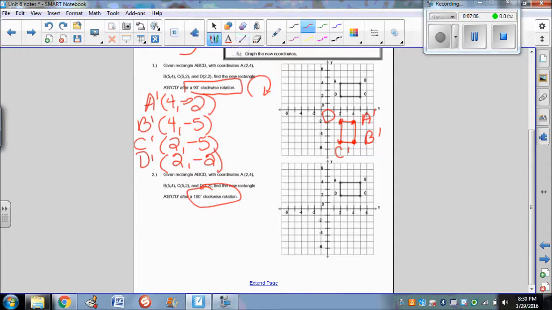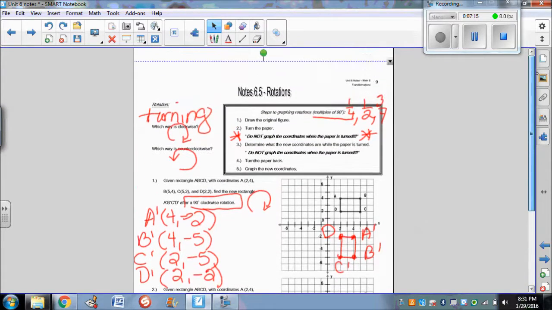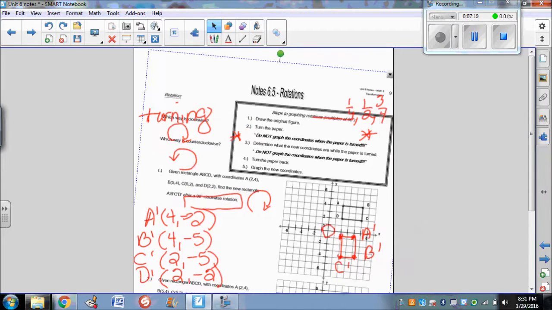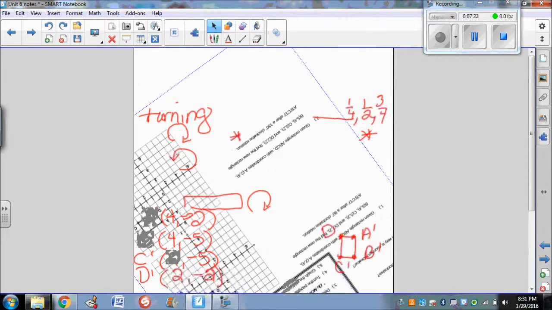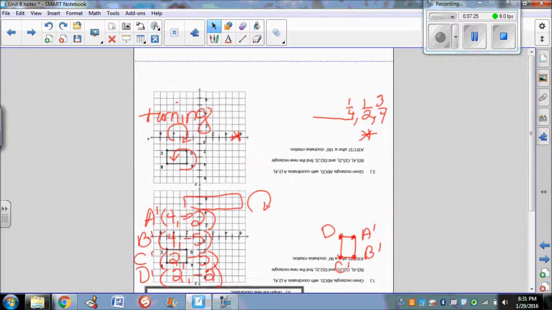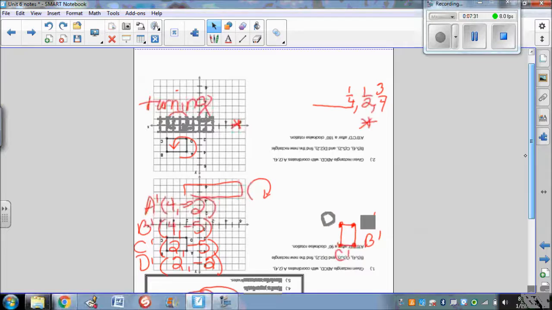So, are you ready to turn your paper? We're going to turn it a half turn. Essentially we're going to turn our paper upside down. Okay, so there's a quarter of a turn. There's your full half turn.